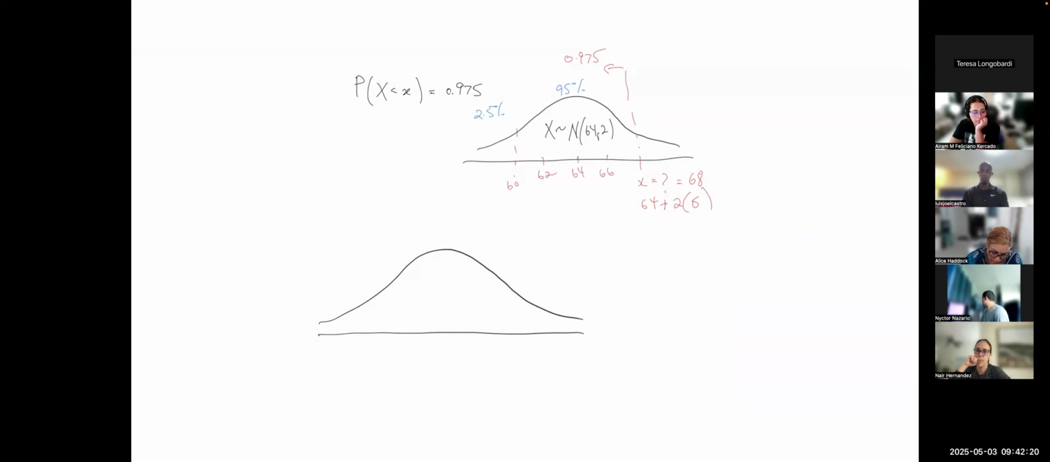So within one standard deviation, this is 68%, this is 64, this is 62, 66. So between 62 and 66 are 68% of the observations. But notice I said X1 and X2. That means it's just kind of saying that you can have other answers. You can have other answers.